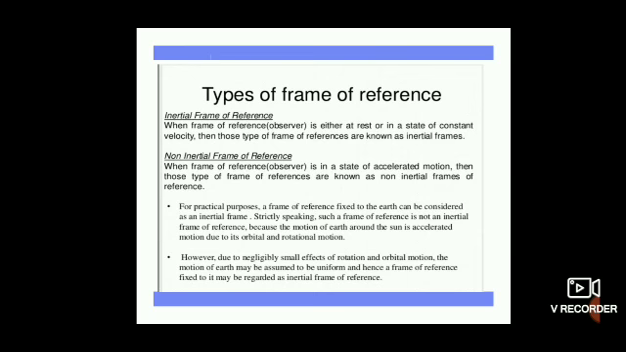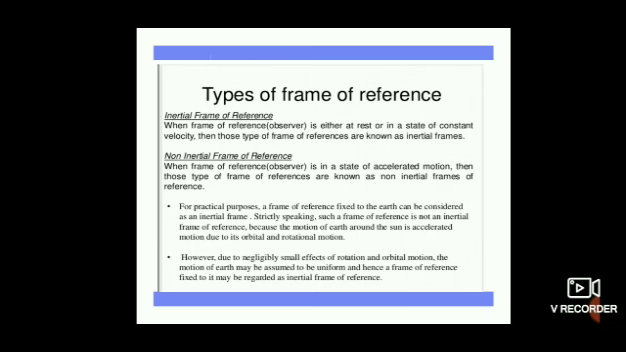For practical purposes, we can take an example. A frame of reference fixed to the earth can be considered as an inertial frame. Strictly speaking, such a frame of reference is not inertial because the motion of the earth around the sun is accelerated motion, so it is not at constant velocity. But still, a person standing on earth can consider it as an inertial frame of reference.